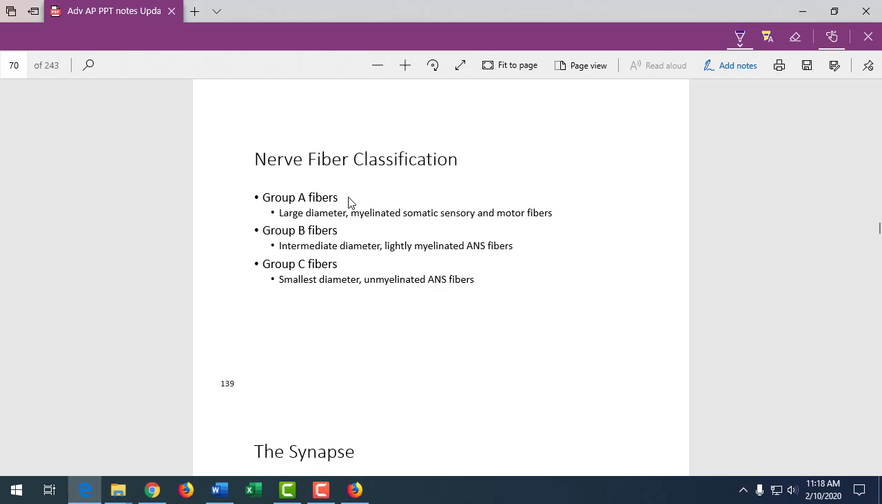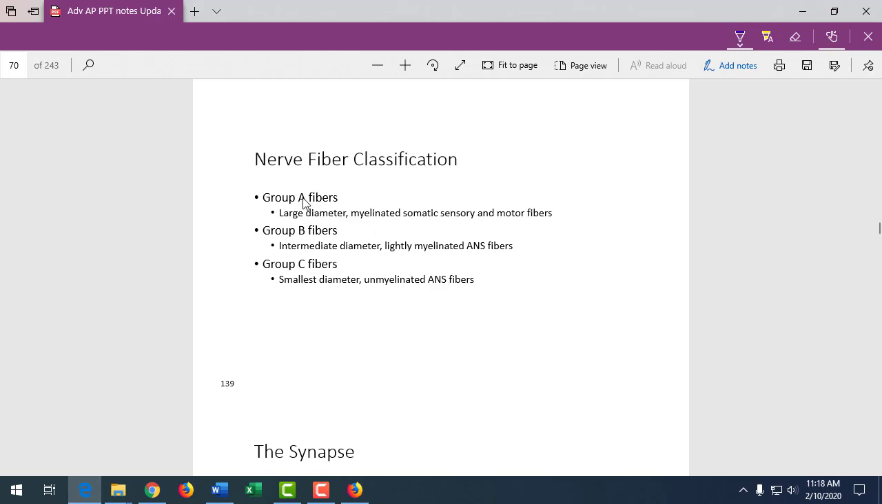These are autonomic nervous system fibers. Again, anytime we're talking about smooth muscle, cardiac muscle, glands, we don't want real rapid responses there. So autonomic are the group B and C fibers. These are things that are under involuntary control, so they're not going to have as fast a conduction. The group C are the smallest diameter, unmyelinated fibers.